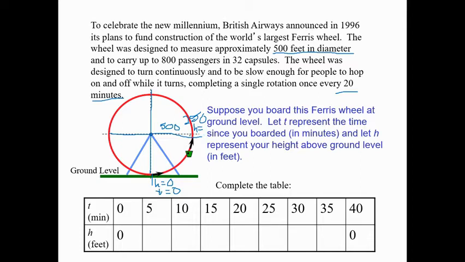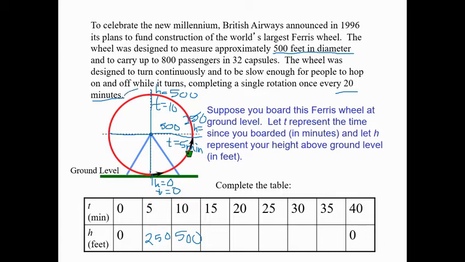Well, how much time would go by to reach 250 feet off the ground? Well, if it takes 20 to go all the way around, then that means we have 5 minutes. Once we're at the top, then we know that the h is 500. It has taken us half the time to reach the top. Okay? So we can keep filling this in down here. So we have 250, we have 500.